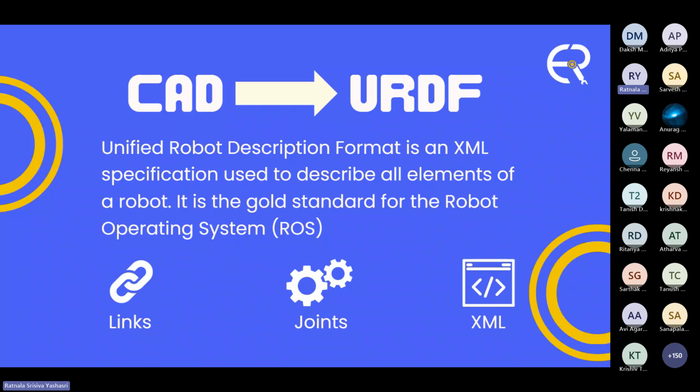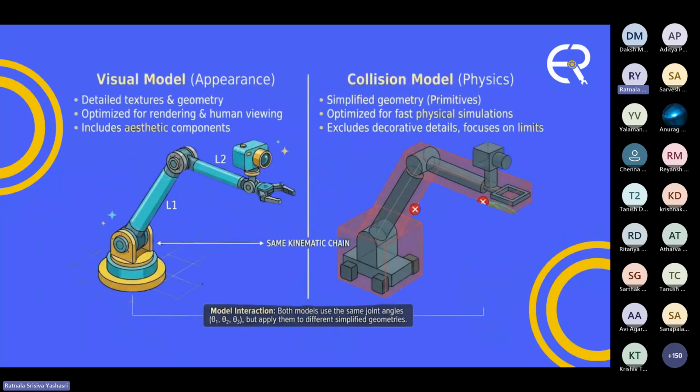Now, when you export your Fusion 360 model to get a URDF, you get a file that contains the visual mesh and the collision geometry. Visual is what has your detailed textures and geometry. This is exactly what you model. This is what you will see rendered in your final simulation, so it includes all the aesthetic components.